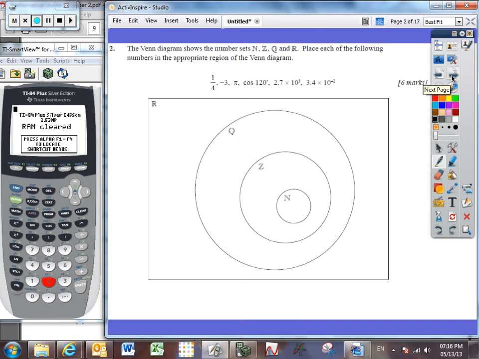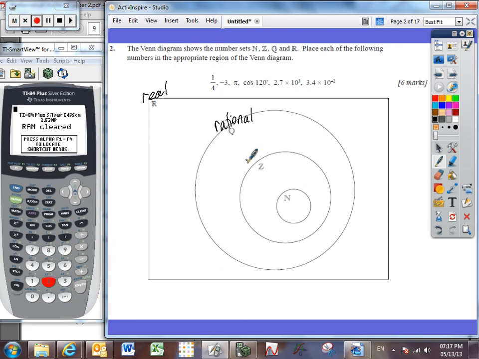Number 2. We've got a Venn diagram that wants us to classify these 6 numbers into these different number sets. So let's quickly review what they all mean. R is everything, all of the real numbers. These are all of the possible numbers that you would ever have to know. And Q stands for quotient, which means division. That is to say, things that can be expressed as a fraction. We also know these as the rational numbers.